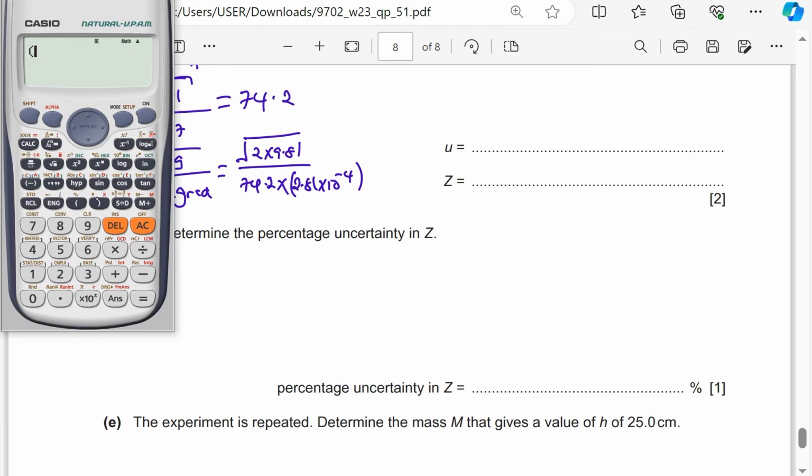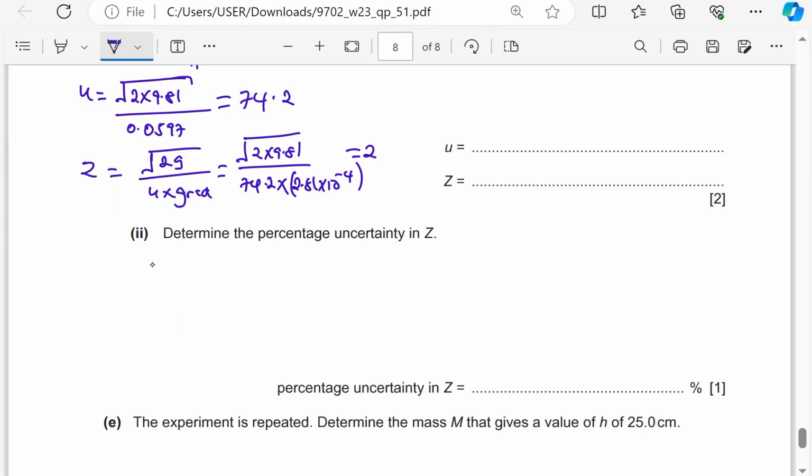Okay, so I'll just say 74.2 times 2.81 exponent minus 4. Then I open brackets, the root of 2 times 9.81, then I close the bracket, divide by the answer. So this is 212.4. Okay, so I have 74.2 and 212.4.